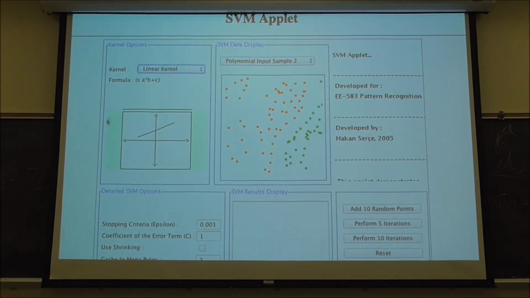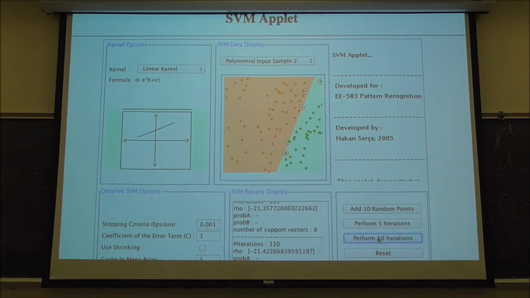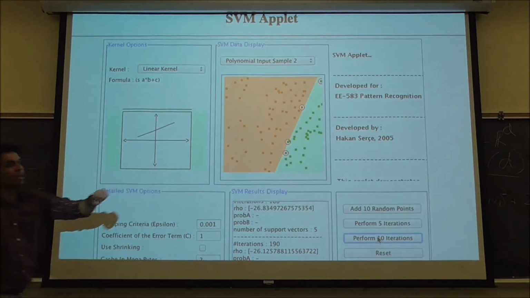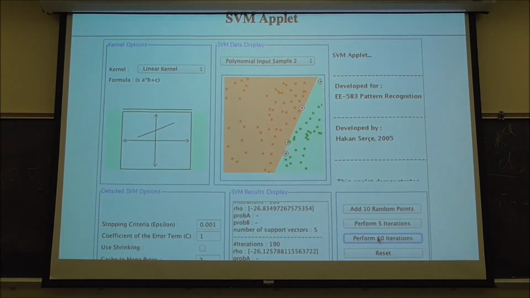If I use a linear kernel, and I say go ahead and perform n iterations, okay, excellent. So you know, this is an online algorithm. You guys are implementing a batch one. We haven't talked about what algorithms, right? So this is some iterative algorithm. This is the best it can do. And the circles are the support vectors.